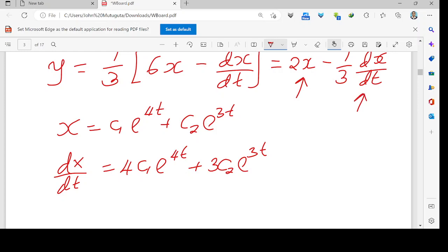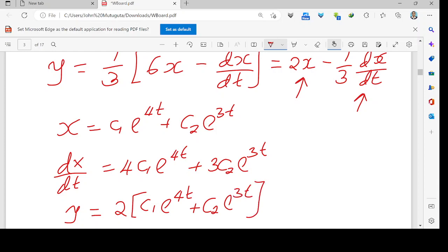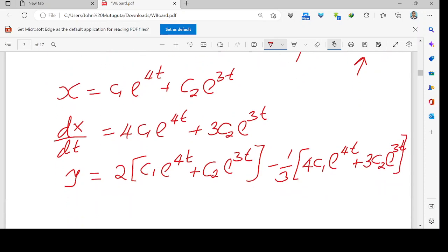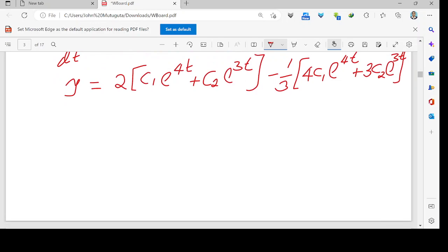So we are going to substitute this function so that we have y becoming 2x, which is 2 times c1 e raised to power 4t plus c2 e raised to power 3t, and then minus 1 over 3 dx dt, which is 4c1 e raised to power 4t plus 3c2 e raised to power 3t. So we have that. We can simplify, and we get y becoming 2c1.